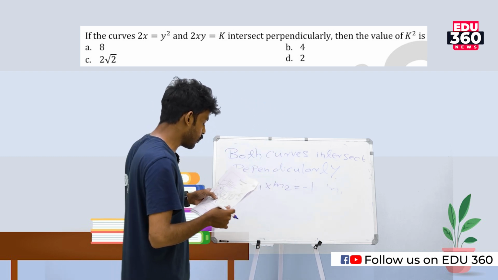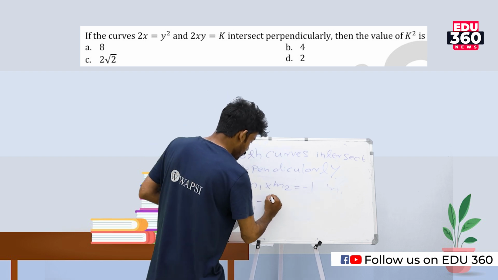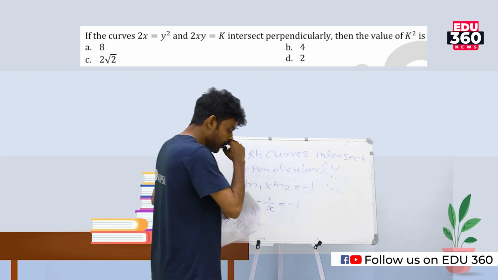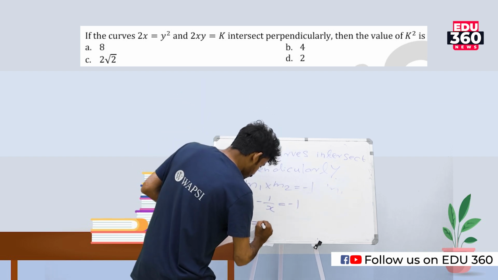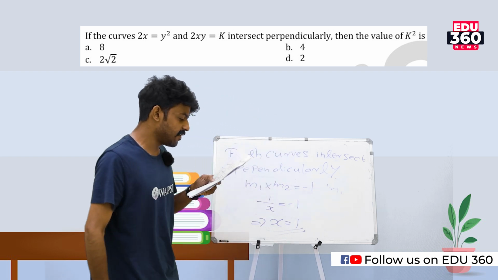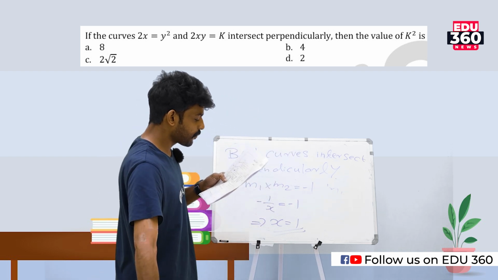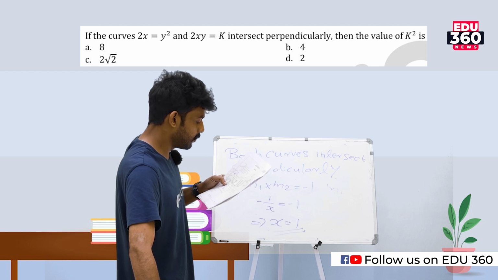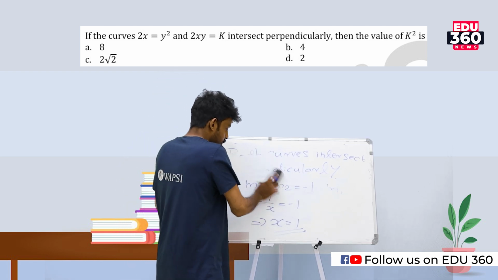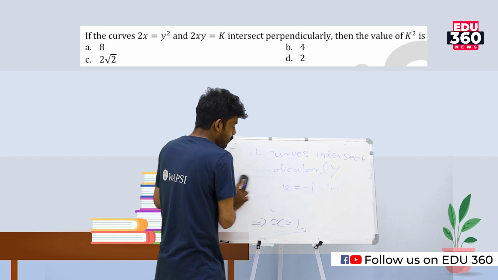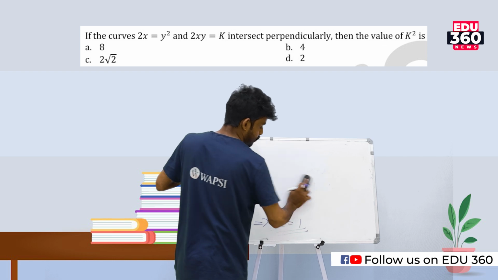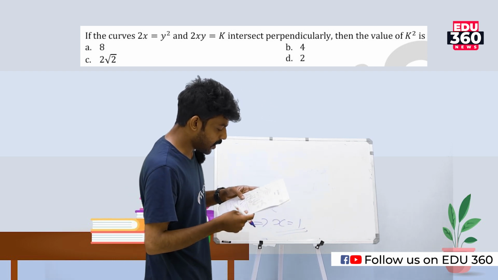So here, substituting, we will get minus 1 by x is equal to minus 1, which implies the value of x is equal to 1. So x is equal to 1. So the final step is x is equal to 1.